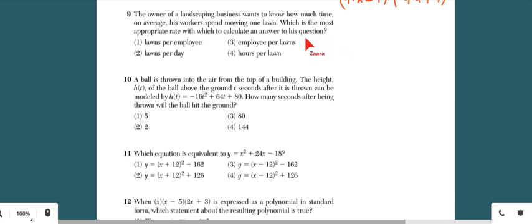Again, look, he wants to calculate how much time on average his worker spends on one lawn. Okay, so they are talking about hours per lawn. Okay, good.